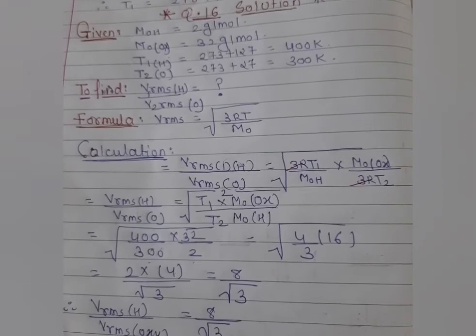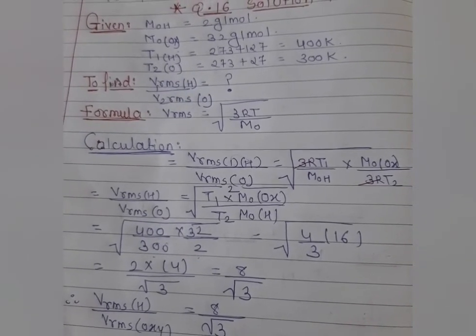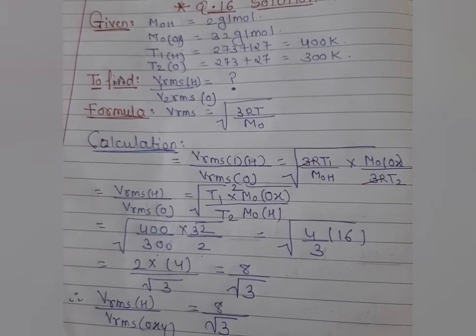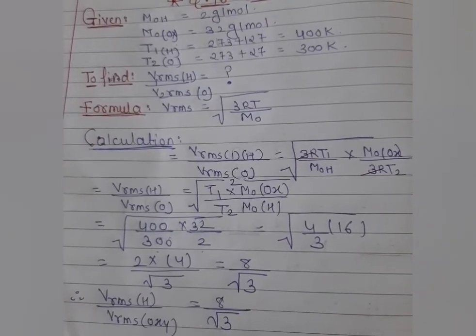So be very clear about it. Questions number 15 and 16 are very similar, but in that question we had to find at what temperature the velocity will be equal, and here we have to take the ratio of the temperatures of two different gases.